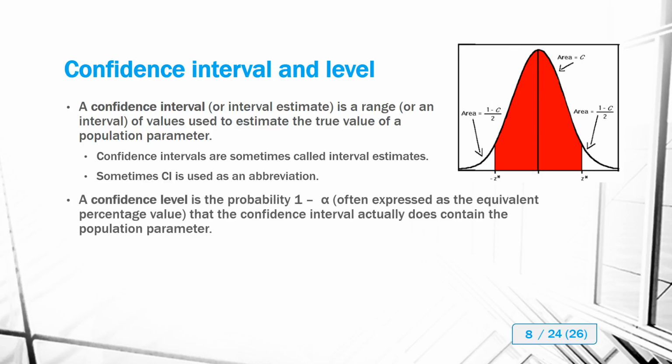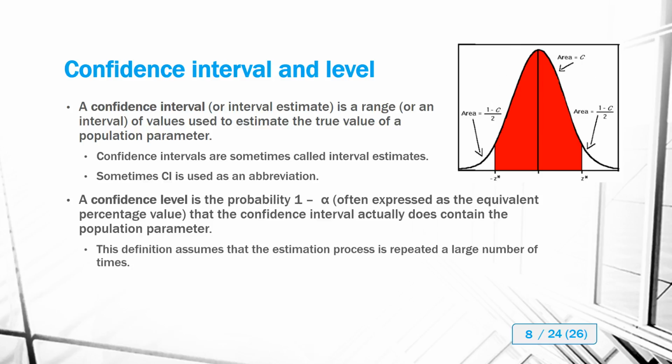A confidence level, on the other hand, is the probability 1 minus alpha that the confidence interval actually does contain the population parameter. What we're assuming with this definition is that the estimation process is repeated a large number of times. Recall from the last chapter with our rolling dice experiment, we repeated that many trials. We had 20, and we went to 100, then 1,000, and 10,000. We want to repeat it a large number of times so that we get that point estimate targeting that population parameter.